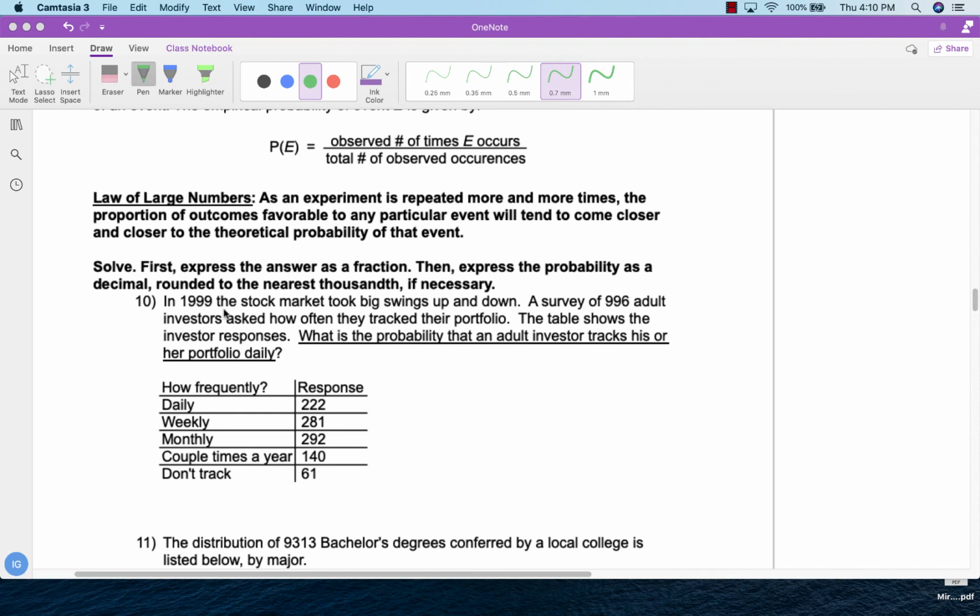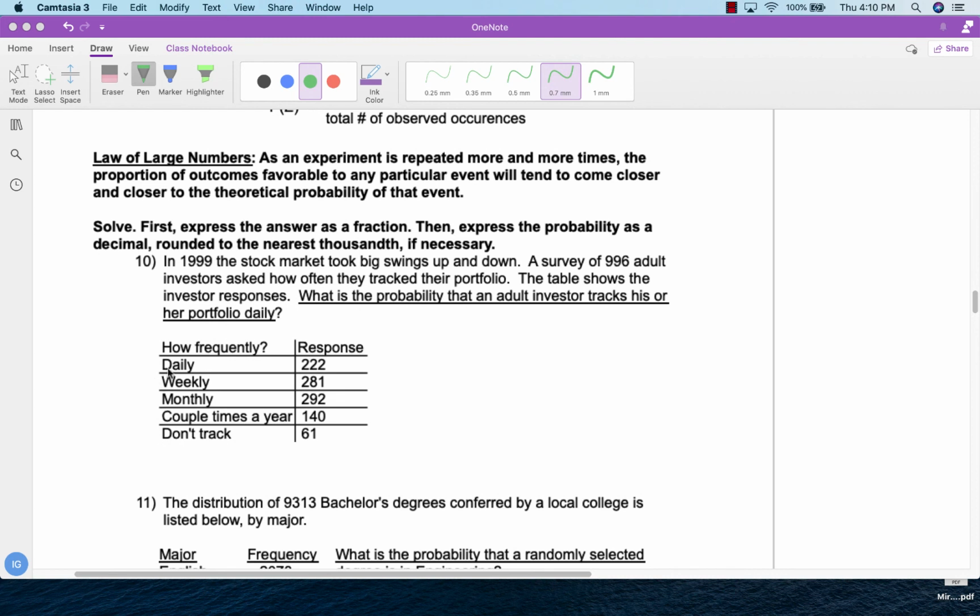Okay, solve and first express the answer as a fraction, then express the probability as a decimal rounded to the nearest 1,000, which is the 3rd decimal place, if necessary. Okay, so number 10. In 1999, the stock market took big swings up and down. The survey of 996 adult investors asked how often they tracked their portfolio. The table shows the investors' responses. What's the probability that an adult investor tracks his or her portfolio daily?